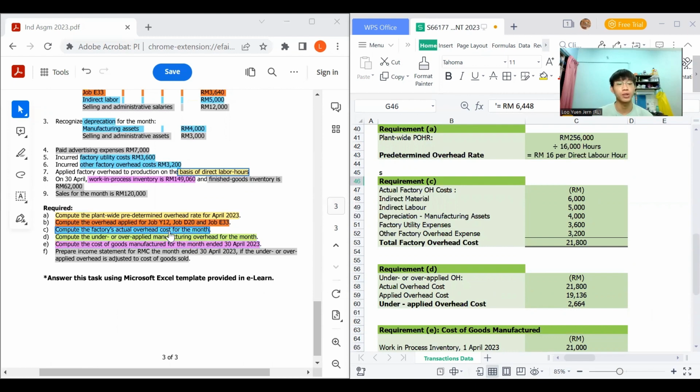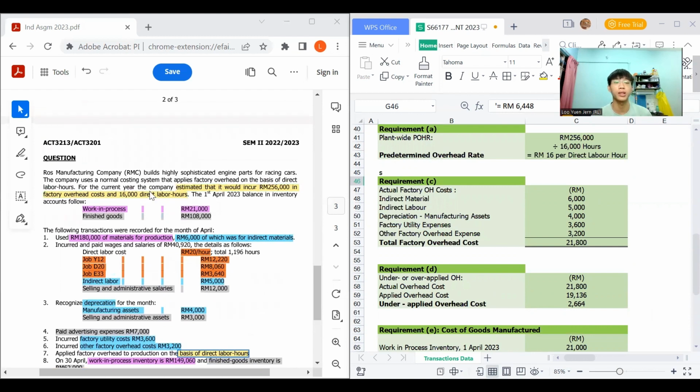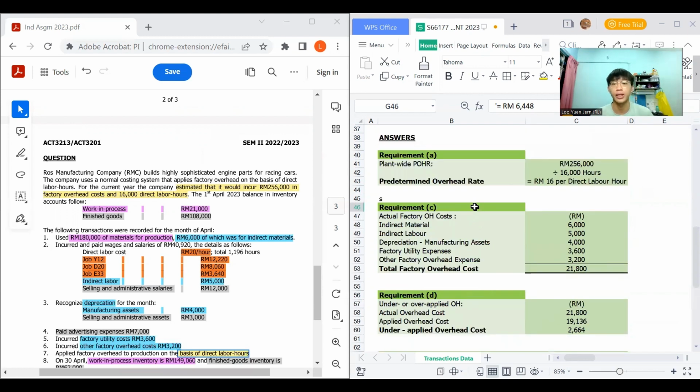To compute the predetermined overhead rate, we need to know the basis. From the question paper, we know that the basis is the labor hours, and the company estimates that it would incur 256,000 in factory overhead costs and 16,000 direct labor hours. From the information given, we find the predetermined overhead rate by dividing 256,000 by 16,000 hours, and we get 16 ringgit per direct labor hour.